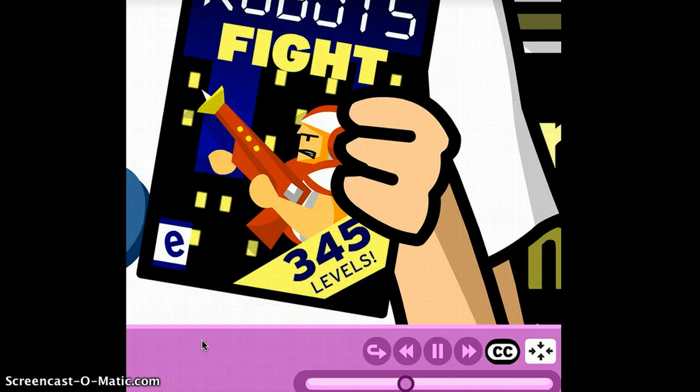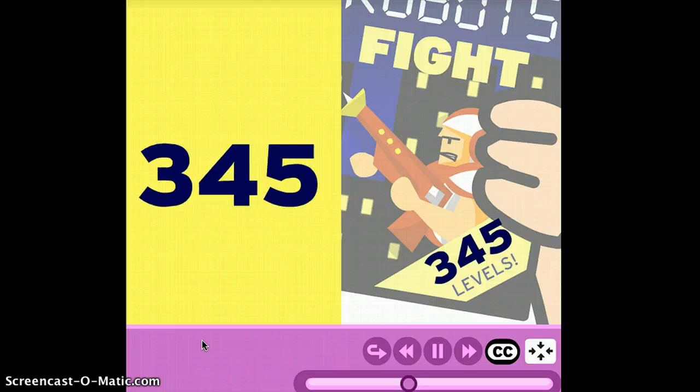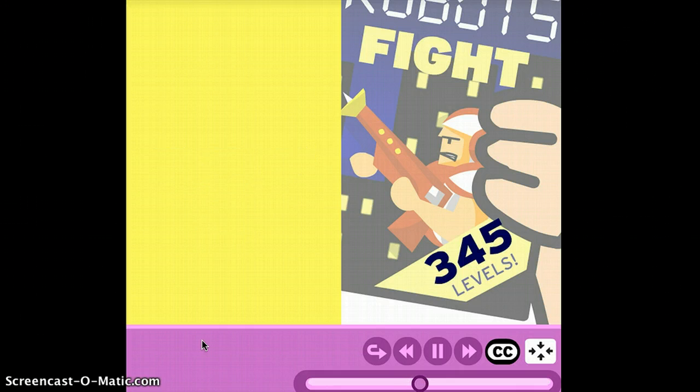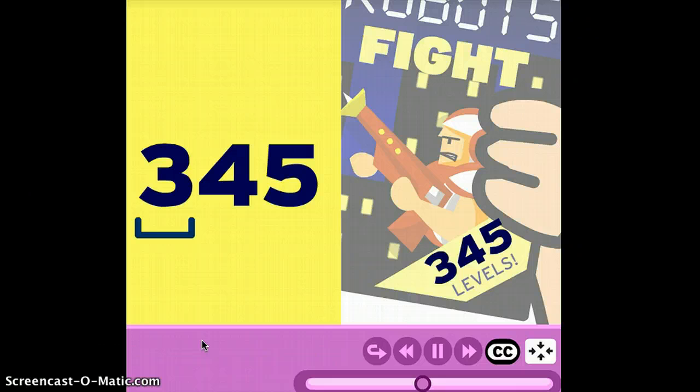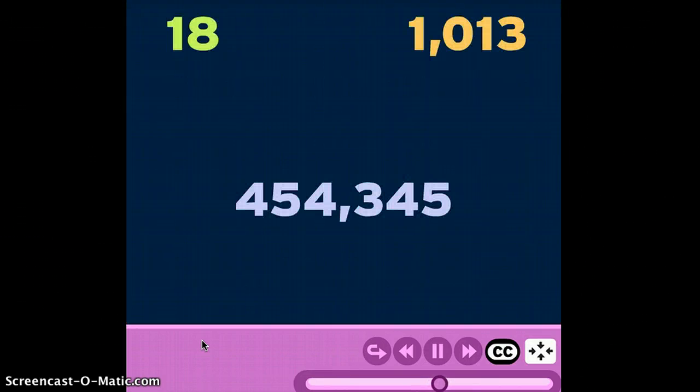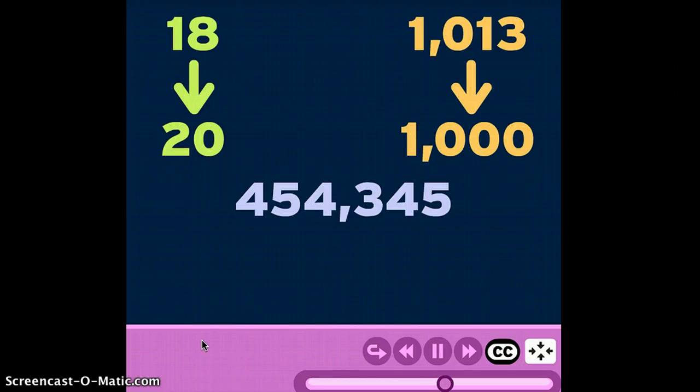This video game says it has 345 levels. To round to the nearest 10, look at the digit to the right of the tens place. It's 5, which means you round up. So far, so good. But what if you want to round it to the nearest 100? Same idea, but you're going to look at the digit to the right of the hundredths place instead. It's a 4, so we round down. 345 rounded to the nearest 100 is 300. And you can do that for any number, no matter how big. Just look at the digit to the right of the place value you're rounding to.